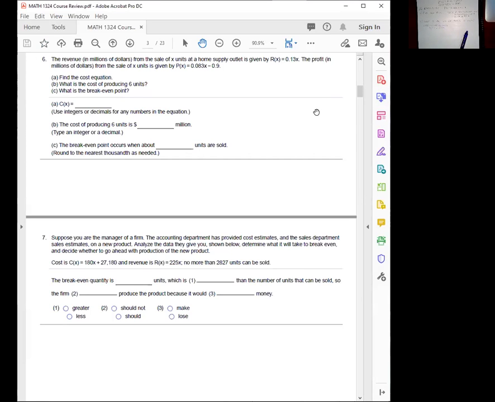Okay. So that's part B. Part C asks about breaking even. We talked about that a while back, right? Part C, the break-even point. That's when cost and revenue are equal to each other, or when profit is equal to 0. Same thing.